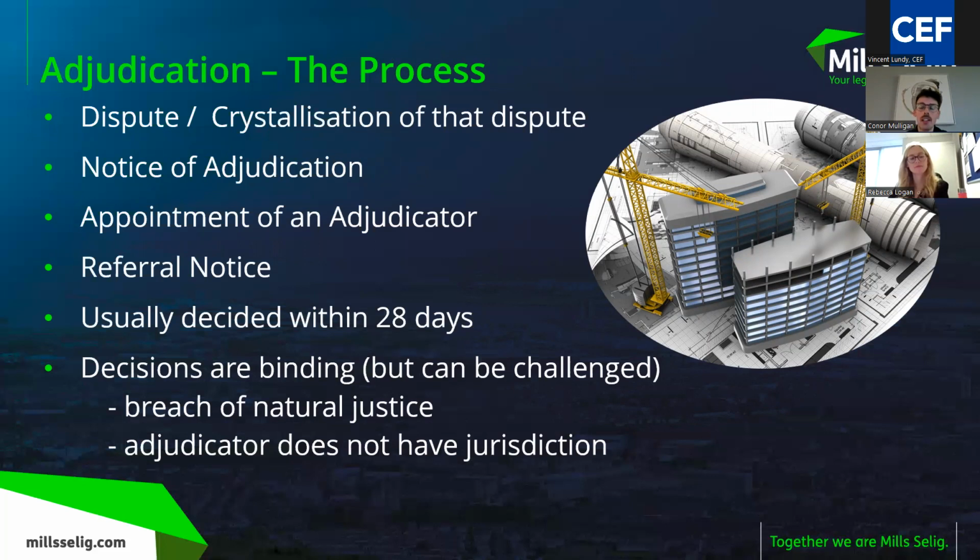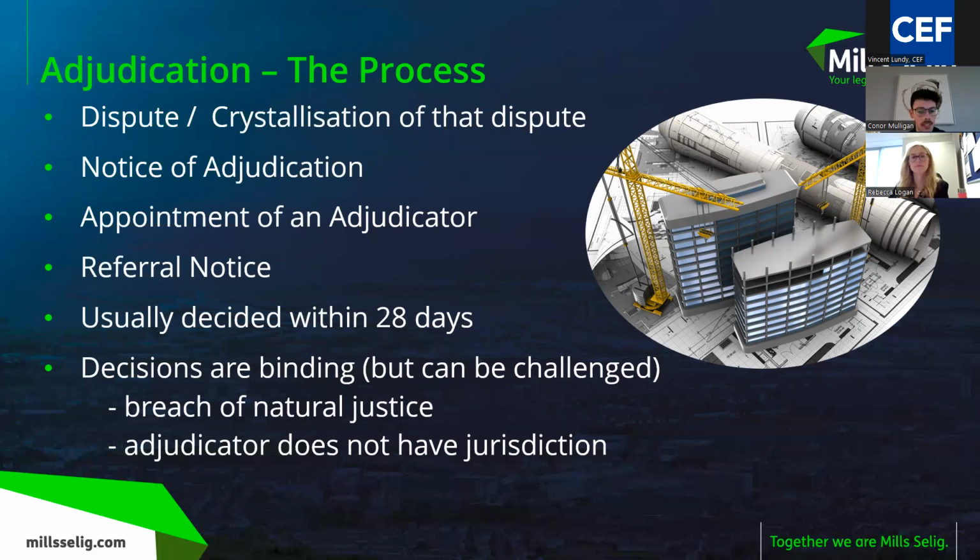So, there can be a lot of items involved in one dispute if you can categorize that dispute as how much money does one party owe the other. That dispute must have crystallized. And then following those first two hurdles, you will have your first formal document of the proceedings, which is the notice of adjudication. And that sets out the parameters of an adjudication.